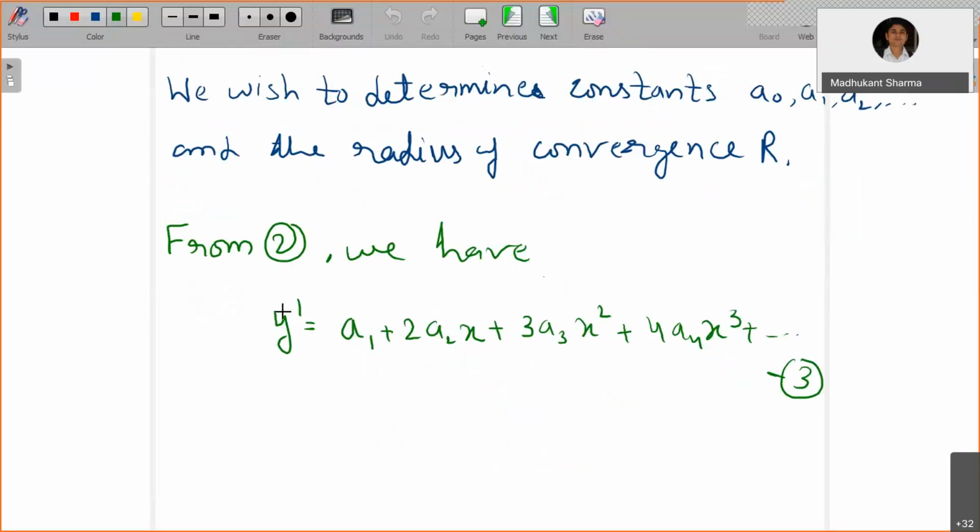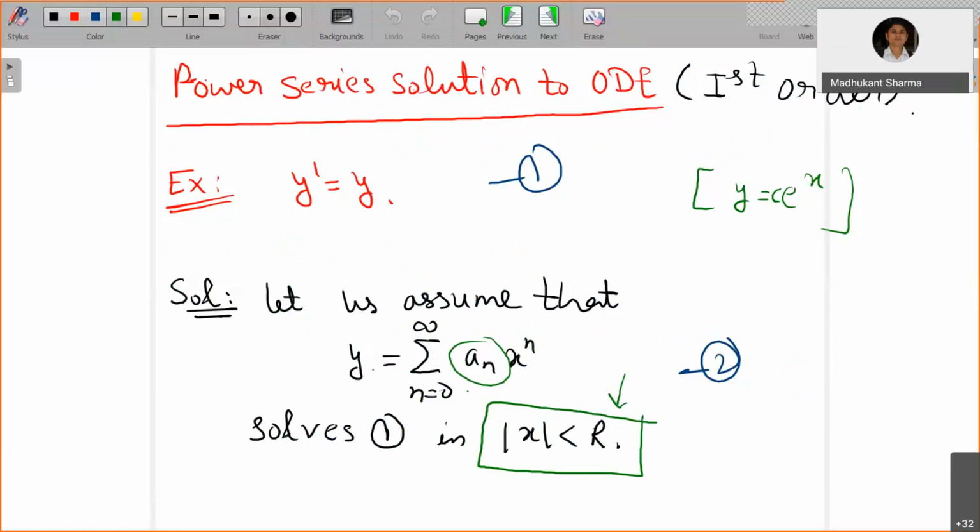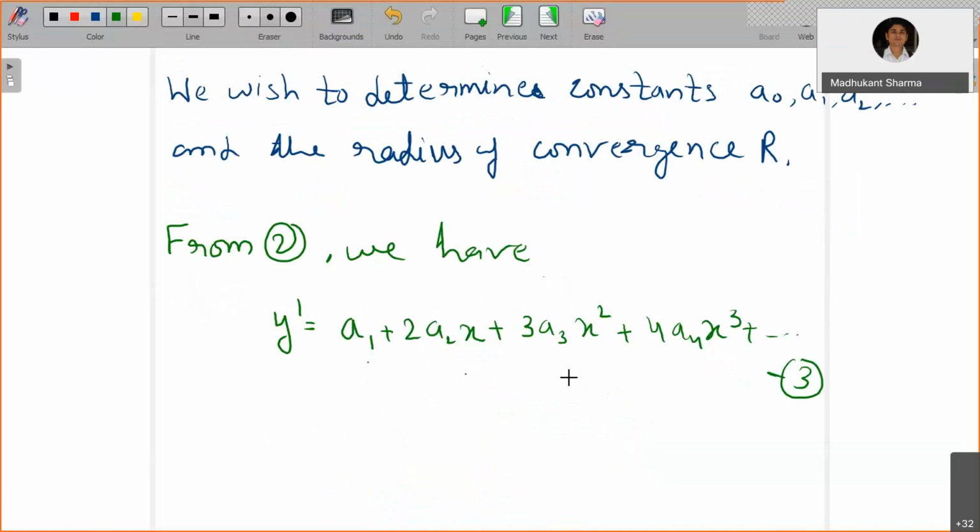And from 2 we have, as I have already told you, y dash is the summation n equals 1 to infinity of n times an x to the power n minus 1. Obviously when n equals 0, this term is 0. So you start with a1 plus 2 times a2 x plus 3 times a3 x square and so on. So this is what we got as the derivative.